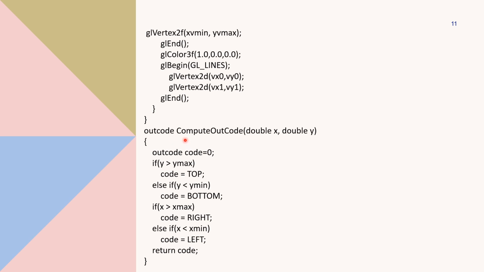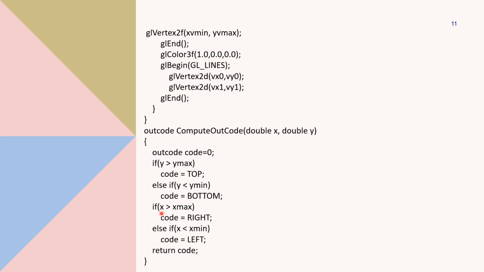Now we are going to calculate the outcode value using the outcode function. First we check whether the y value is greater than the y max value. Here the y value represents the y coordinate of a line, and y max represents the maximum y coordinate of a window. If the y value is greater than y max, then the code is equal to top, meaning the line point is at the top of the window. Else if the y value is less than the y min of the window, then the code value means the line point is at the bottom of the window.